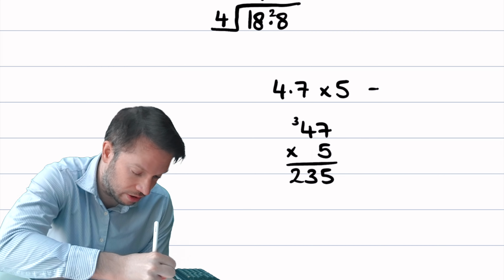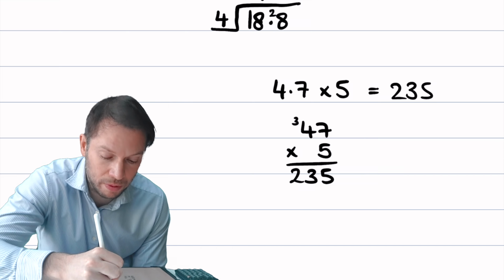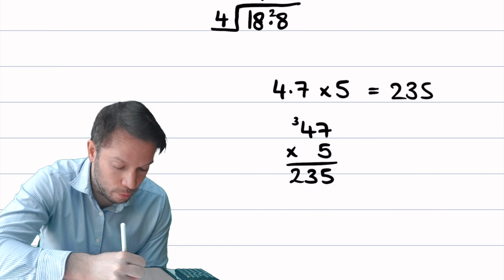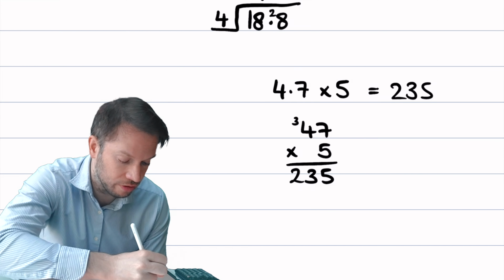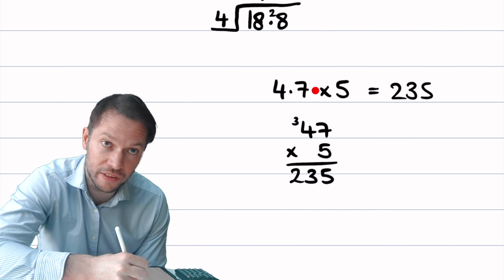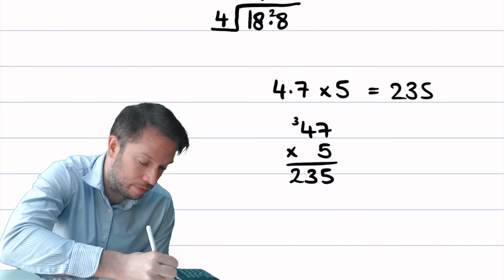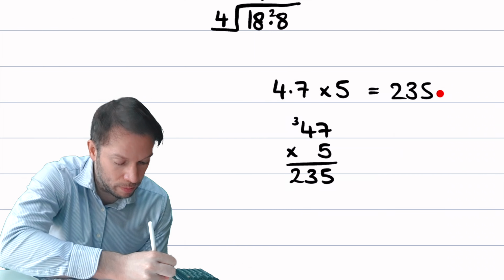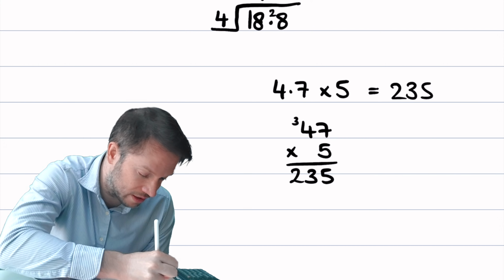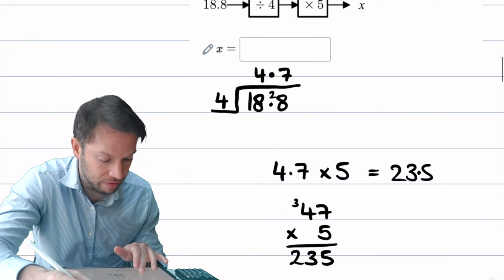Now, if we initially put 235 here, then what you do is you count the decimal place jumps, because we actually did 47 times 5 to get 235. So 47, the decimal point is at the end after the 7, right? After the units digit. But it's moved 1 position to the left, and therefore this decimal point here moves 1 position to the left to get 23.5. So therefore, 4.7 times 5 is 23.5.